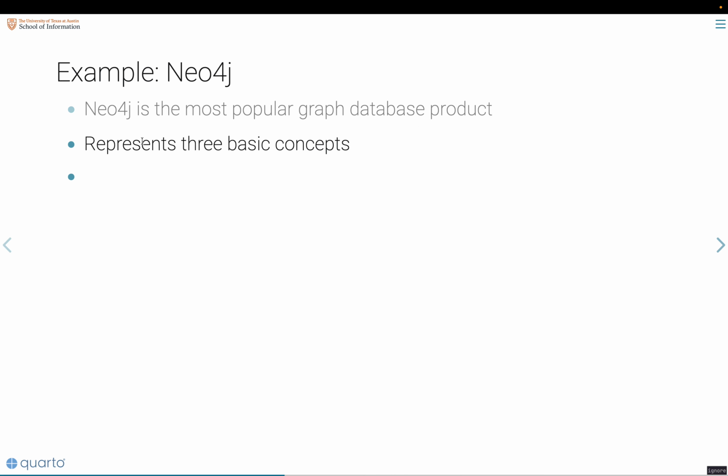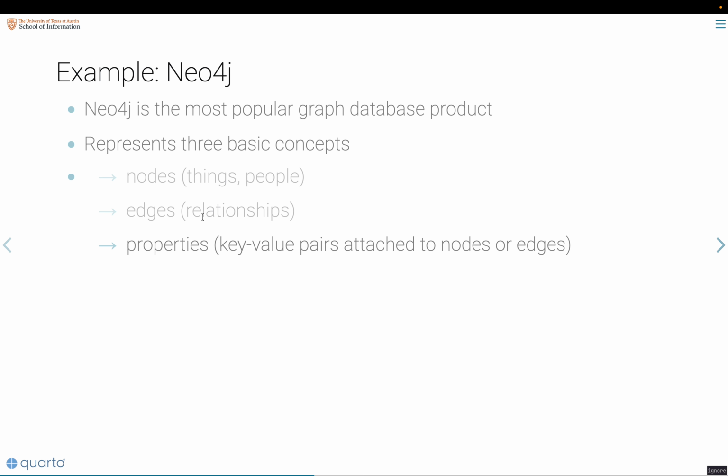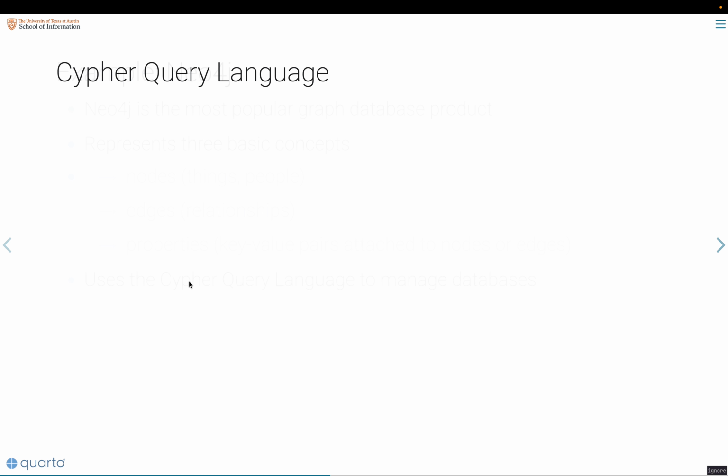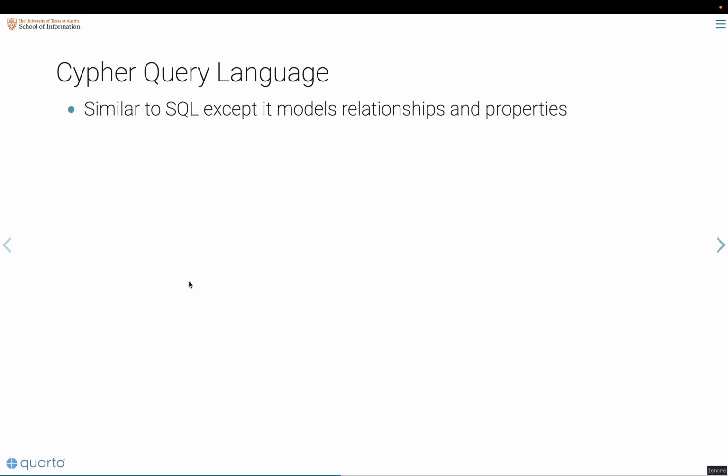The best example of a graph database is Neo4j, the most popular graph database product, and it represents three basic concepts: nodes, which are things or people; edges, which are relationships between them; and properties, which are key value pairs that are attached to either nodes or edges. And it uses a language similar to SQL called Cypher to manage databases. So it models relationships and properties, is the only difference between it and SQL.